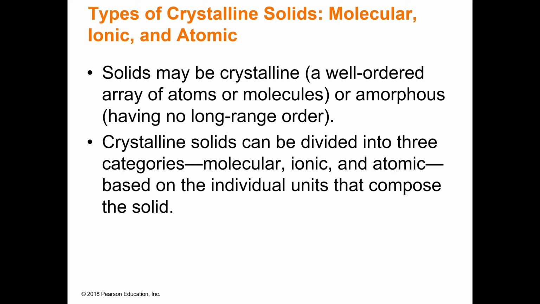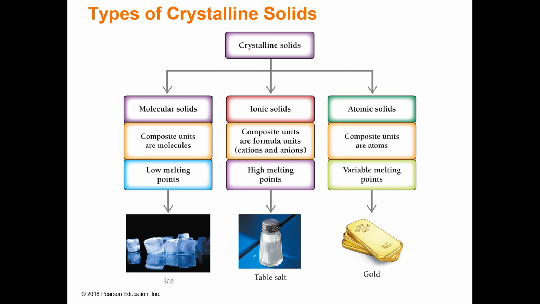For example, some medications are amorphous to dissolve faster, while others are crystalline for stability. This slide is a classification chart showing examples of each type. For example, ice and dry ice are molecular solids. Sodium chloride is an ionic solid. Diamond and metals are atomic solids.